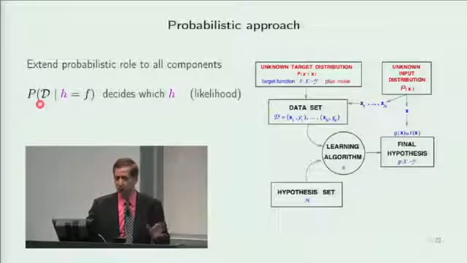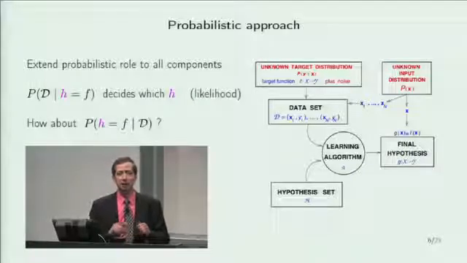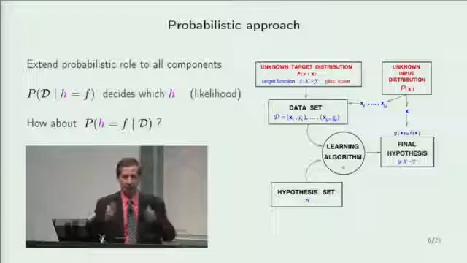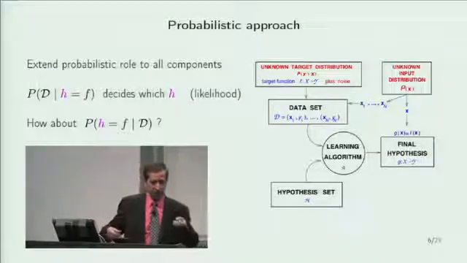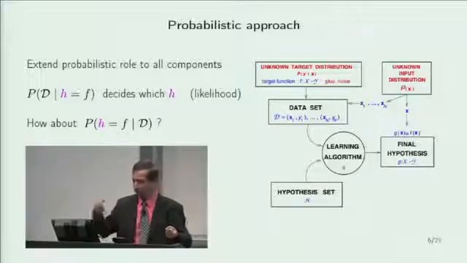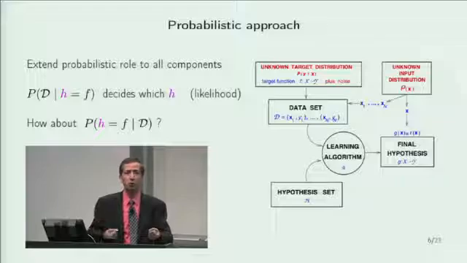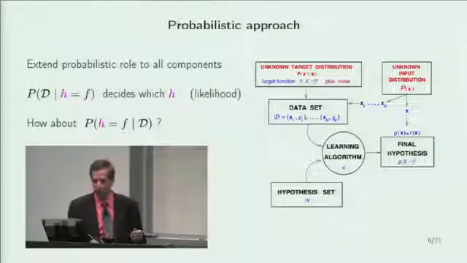Okay? But a more principled approach would be to actually try to use the probability that this is the correct hypothesis given the data. That is the bottom line. I give you the data, this is given, okay? And you have a bunch of hypotheses. You ask yourself, is it this hypothesis or this hypothesis or this hypothesis that reflects the target function? Well, you look for which one is the most probable to be, and you declare that, okay? And that would be the Bayesian approach.